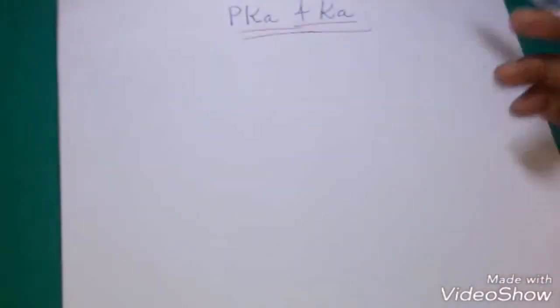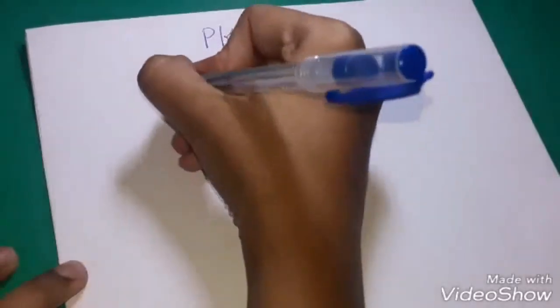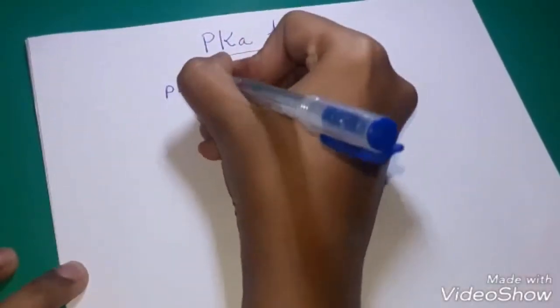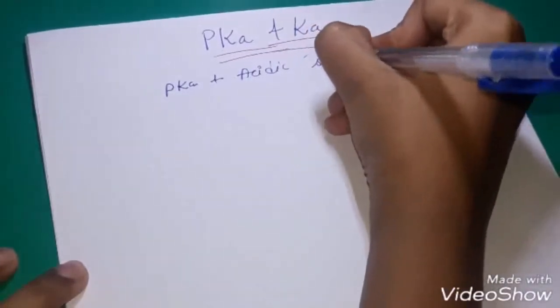So the relationship between pKa and Ka, we will be comparing them with the acidic strength. Through the given value of pKa and Ka, you can conclude which one is the strong acid or which one is the weak acid. First we will see the relation of pKa and its acidic strength.